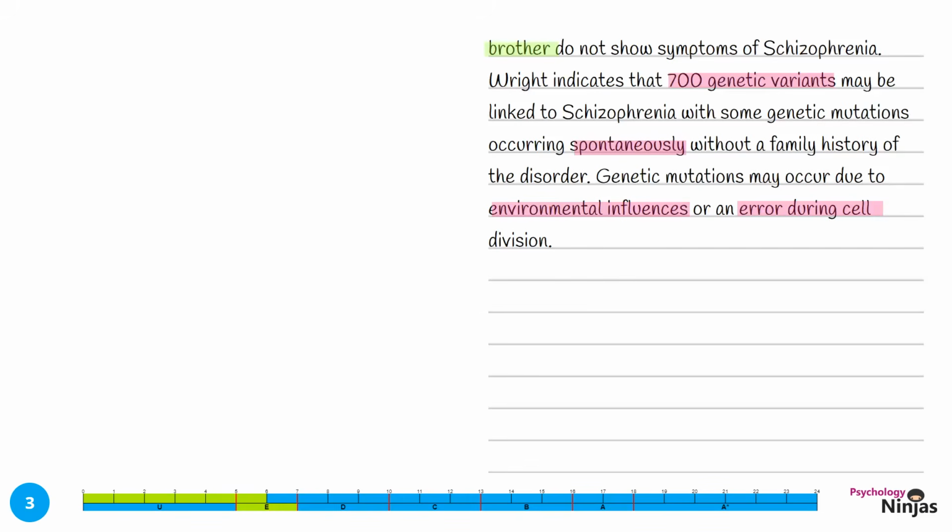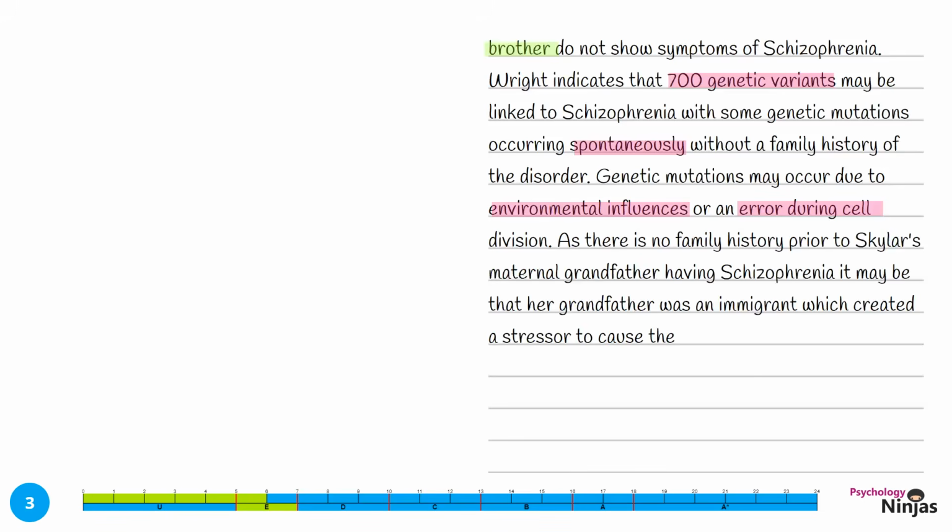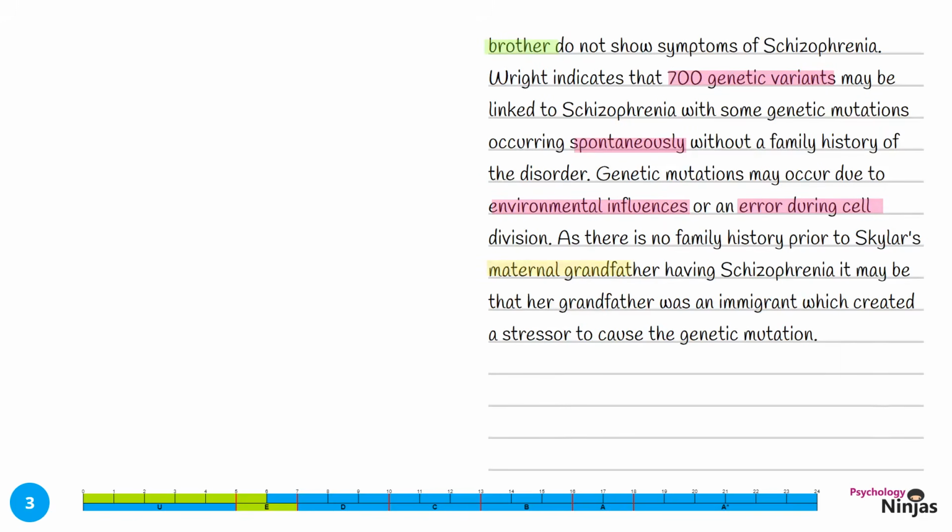Let's return to application once again. As there is no family history prior to Skylar's maternal grandfather having schizophrenia, it may be that her grandfather was an immigrant, which created a stressor that caused the genetic mutation. Again, we focused on the maternal grandfather. We want to be careful not to go too far beyond the STEM and give a whole backstory that isn't actually there. Let's return to evaluation once again.